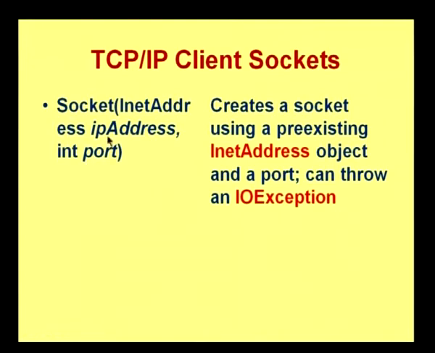Next we have another constructor with an INET address and the port number. This creates a socket using a pre-existing INET address object and a port, and it can throw an IO exception. Here an INET address object is used in order to construct your socket object. It means that the INET object has already been constructed, so that particular INET is available in the network.